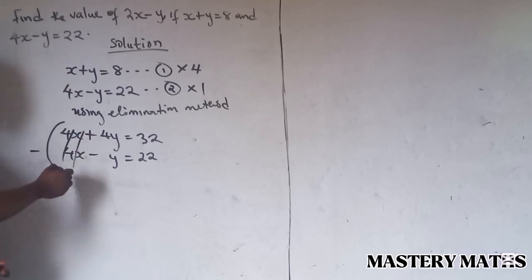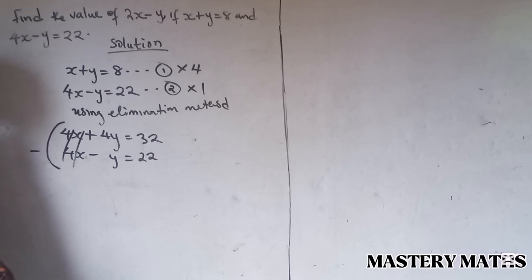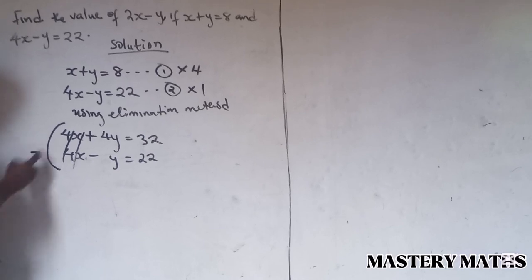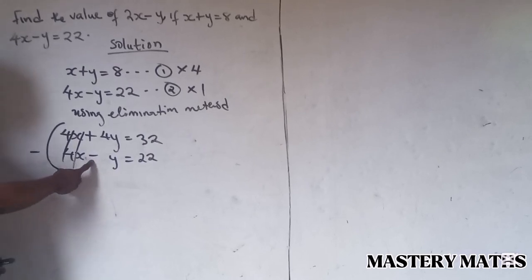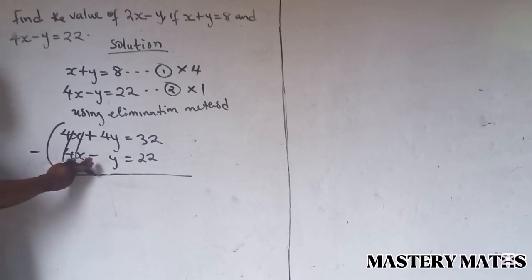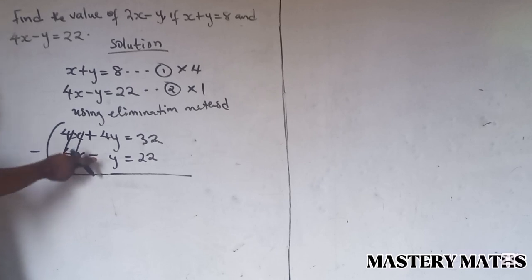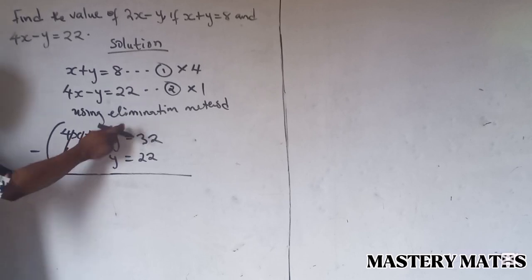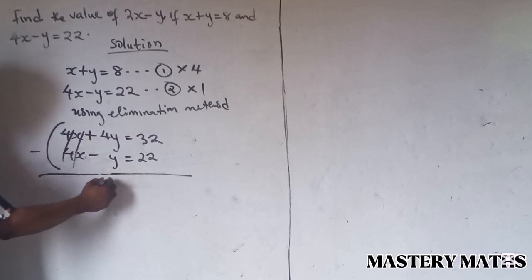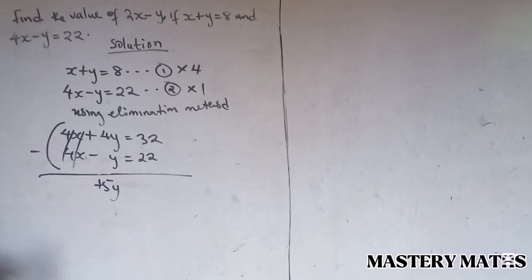Now, this bracket here means multiplication sign. This bracket you're seeing, so you say minus times minus gives us plus. So now here becomes plus 4 plus y. It's no longer minus again because the minus outside has multiplied the minus inside, making it plus. So this is a positive y now. So you say plus 4y plus y will give us plus 5y.